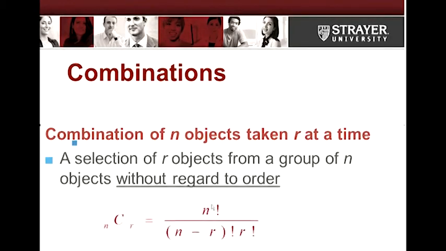Okay. So the formula for combinations is a little different when order doesn't matter, because along with n factorial over n minus r factorial, you also divide by the r factorial by itself.